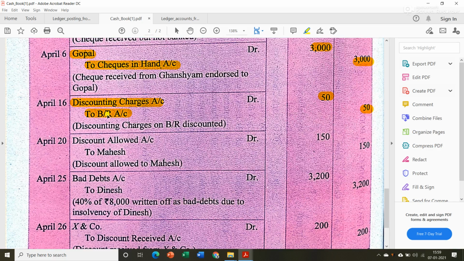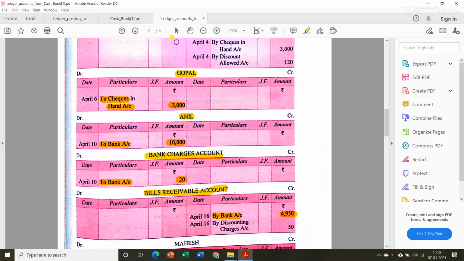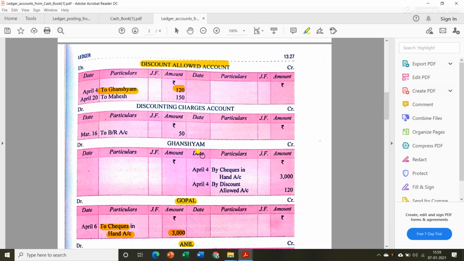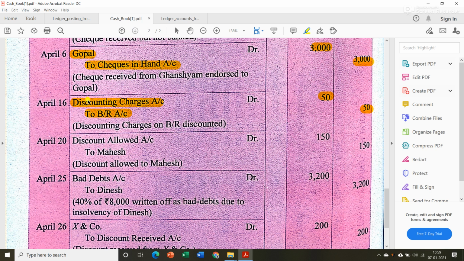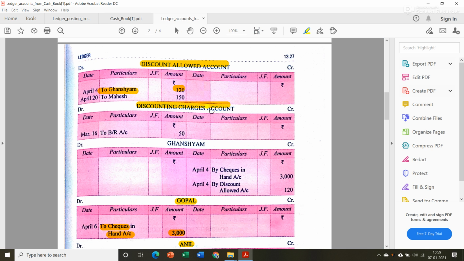Discounting charges account, do we have it? No. So we will write one discounting charges account. Now the first account was discounting charges account, and the other account is to bill receivable. So in discounting charges account, it comes on the debit side, so to bill receivable account 50 rupees.